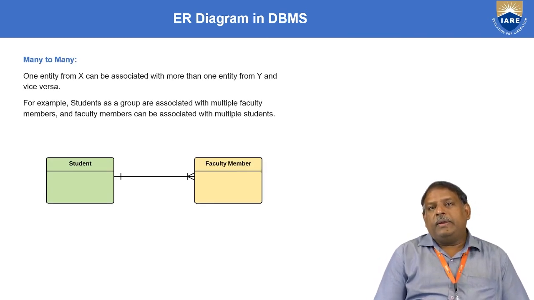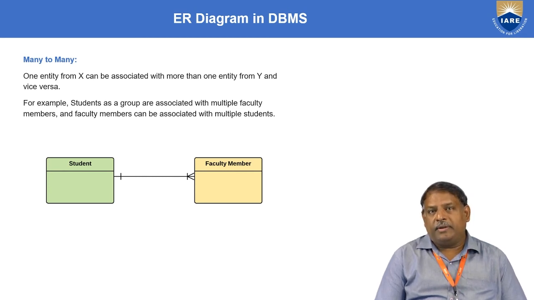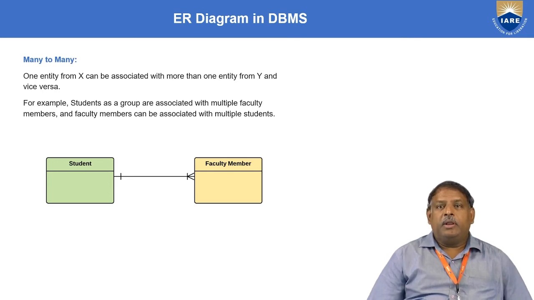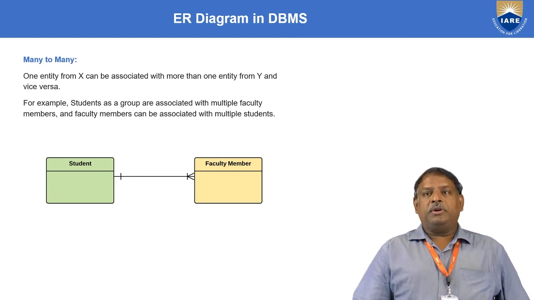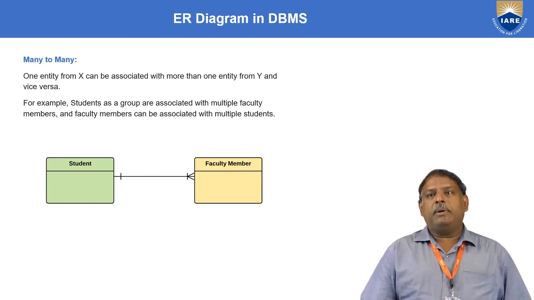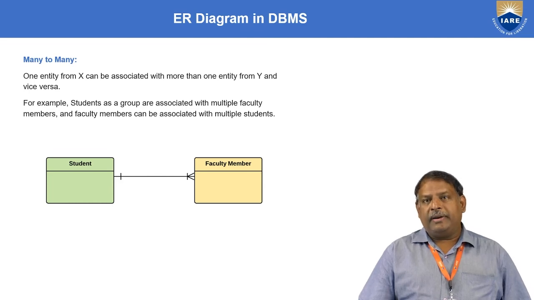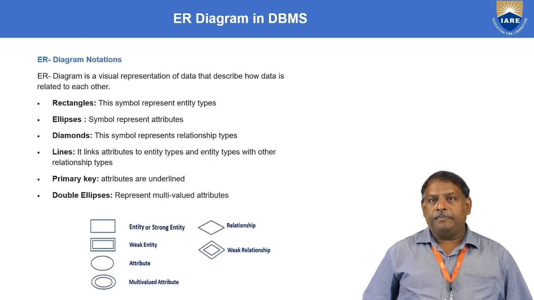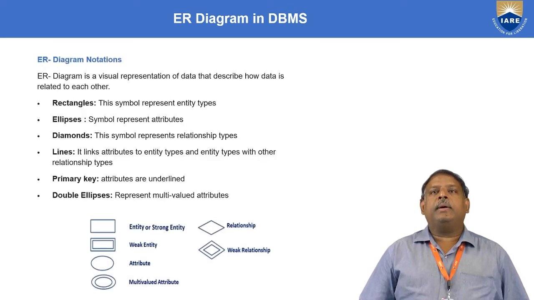Many-to-many. One entity from X can be associated with more than one entity of Y and vice versa. For example, students as a group are associated with multiple faculty members, and faculty members can be associated with multiple students. For example, per project there will be multiple faculty members. In the same way, the faculty members will be associated with multiple students. This is many-to-many.